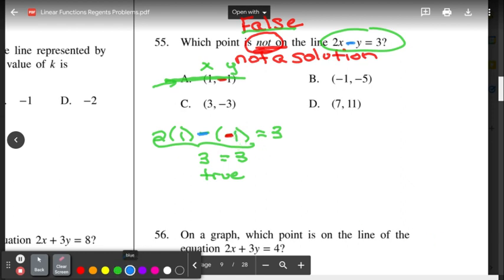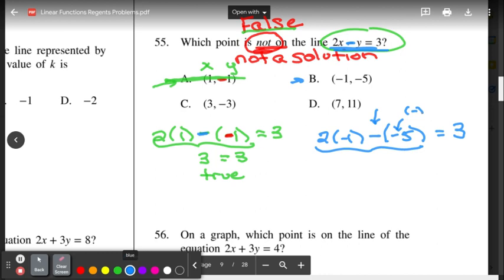Okay, so I'm going to do letter B now. I'm going to plug that into our equation. 2 times x minus negative 5 equals 3. Remember, this is a minus sign, and this, you're going to use that little negative button on your graphing calculator. So you end up with 3 equals 3. Well, that's true as well. And we're looking for false.